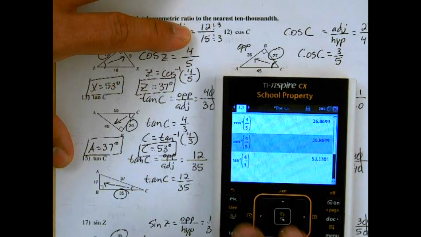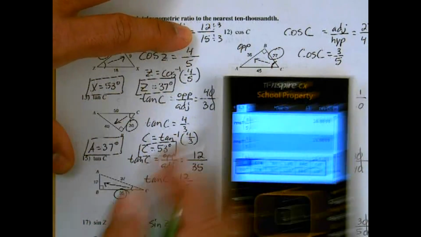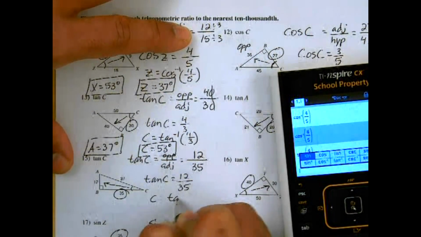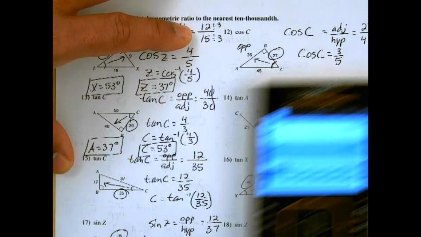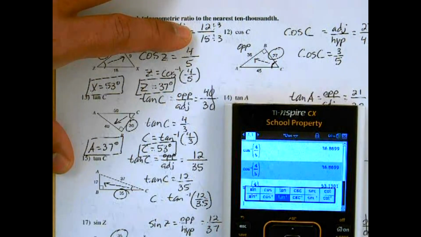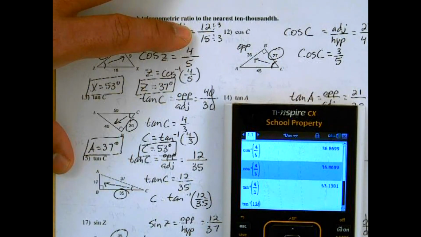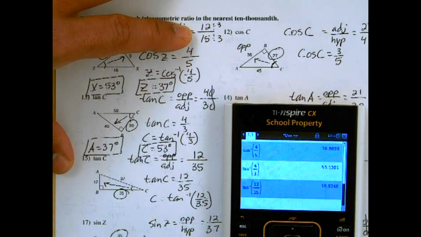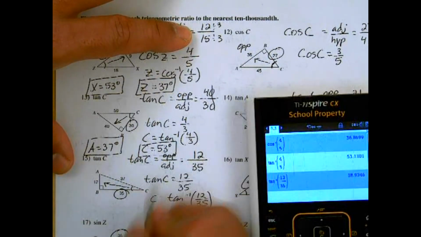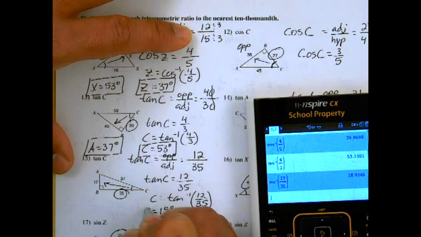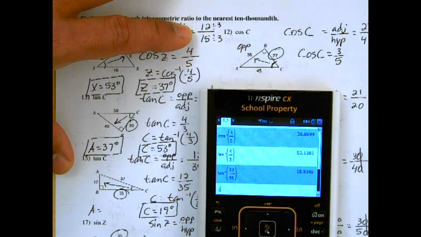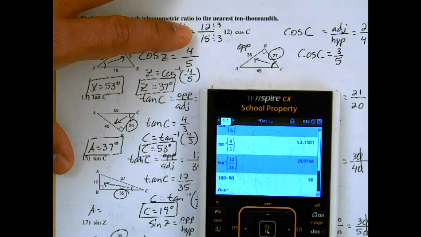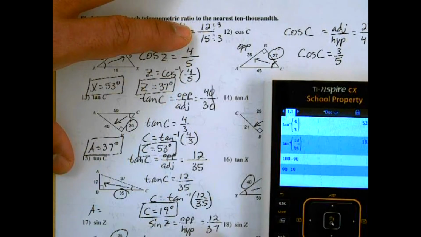Okay, inverse tangent for the next one. C is equal to the inverse tangent of 12/35. Click enter. What'd you get? 19 degrees. And we are missing A, so let's find that out. It's 180 minus 90 for the right angle, then subtract 19. You get 71.